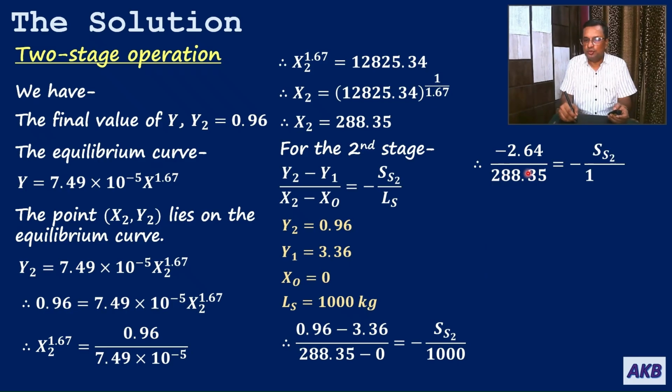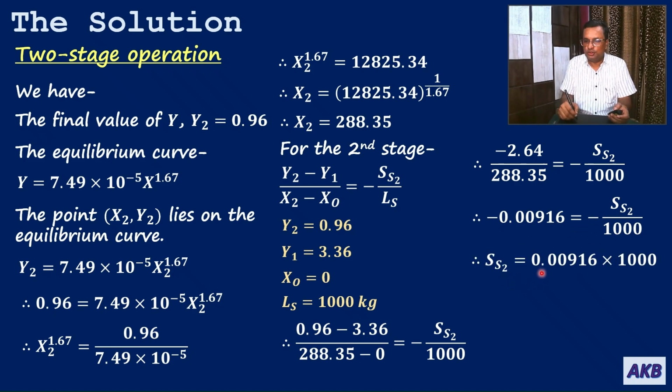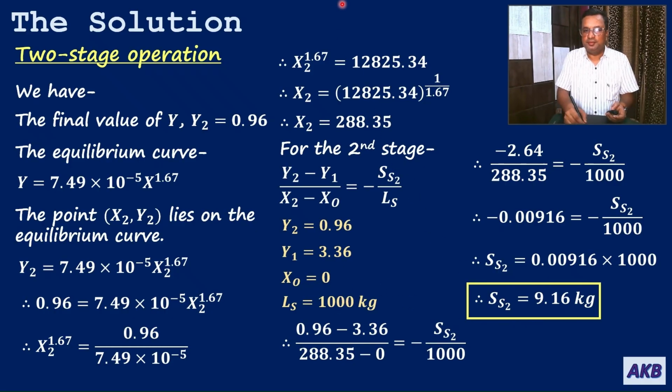That is minus 2.64 divided by 288.35 is equal to minus SS2 by 1000. That is minus 0.00916 is equal to minus SS2 by 1000. That is SS2 is equal to 0.00916 into 1000. That is SS2 is equal to 9.16 kg. That is the quantity of adsorbent required in the second stage is 9.16 kg. So in this way we get the quantity of adsorbent required in the second stage.